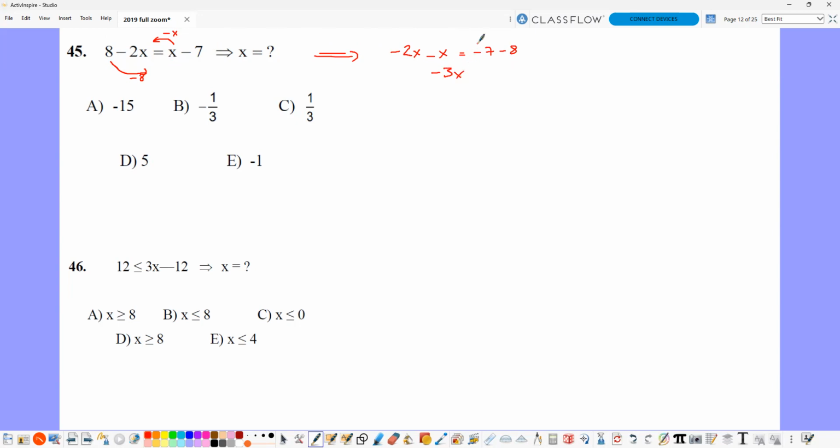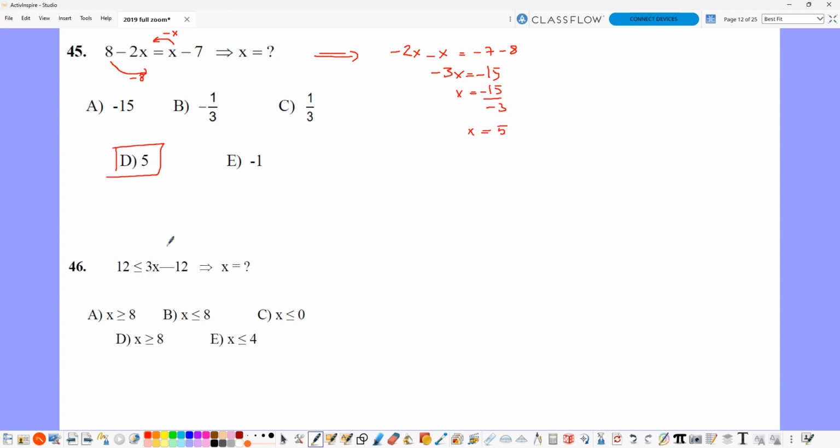Minus 3x is equal to minus 15. And here x is equal to minus 15 divided by minus 3. x is equal to 5, which is D.